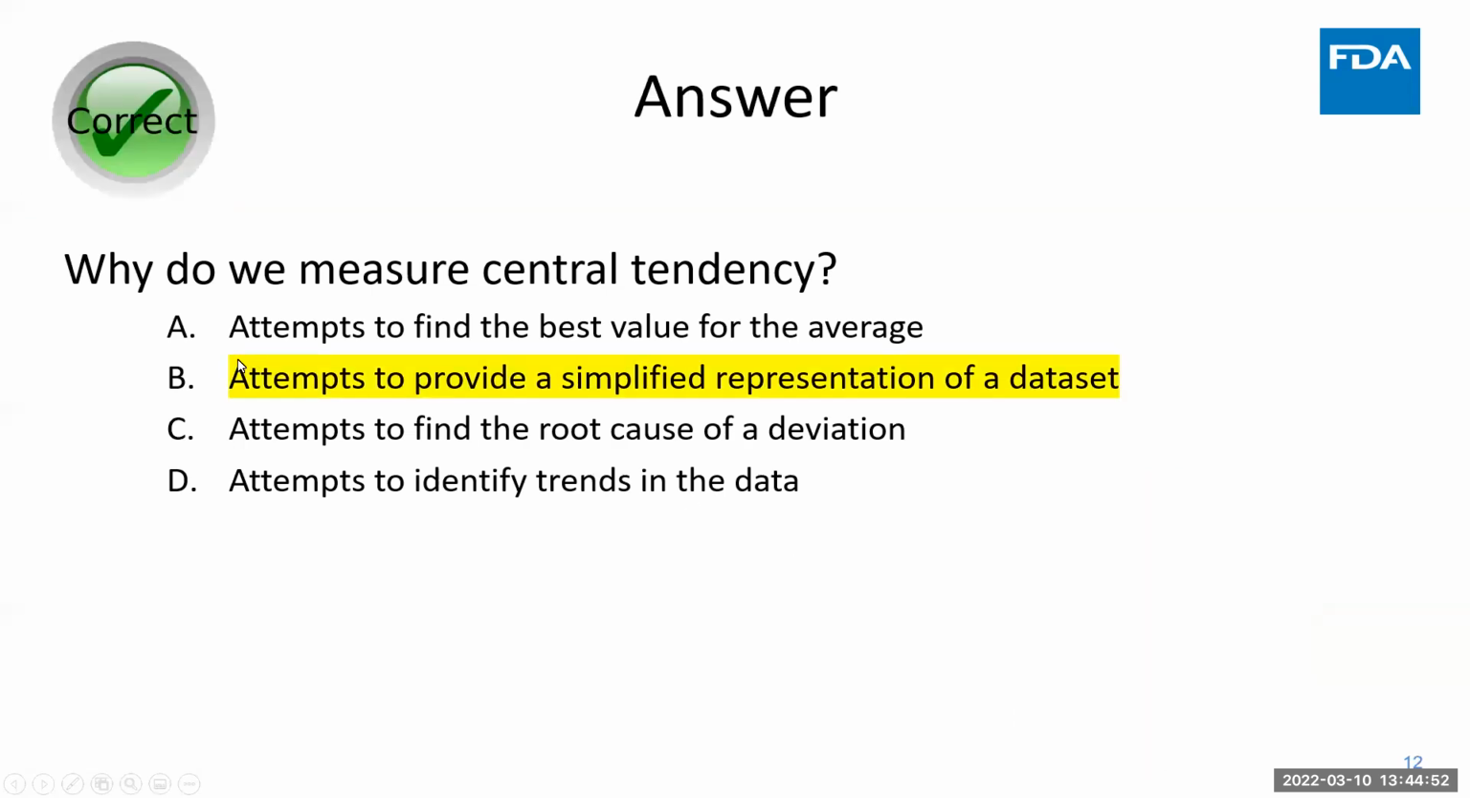Okay, the correct answer is B. It attempts to find the simplified representation of a data set. Remember, the central tendency only gives you part of the picture. So in order to get more of a representation of the data, we have to go to these other measures. Next slide, please.